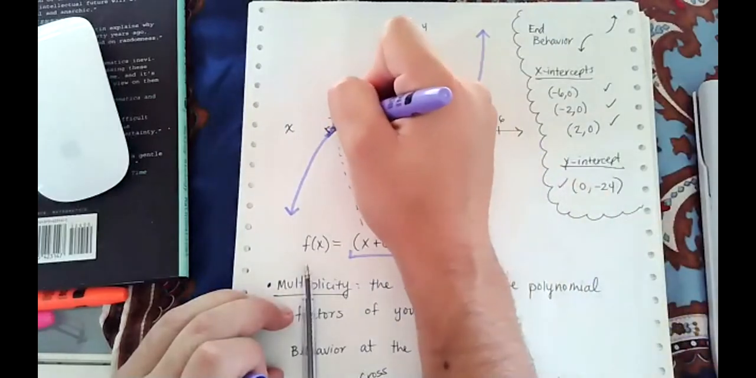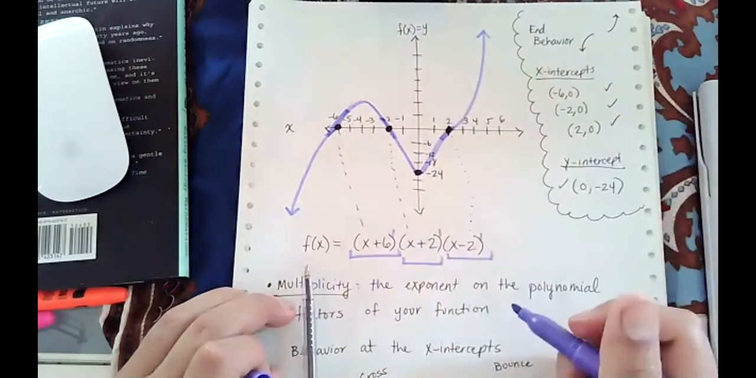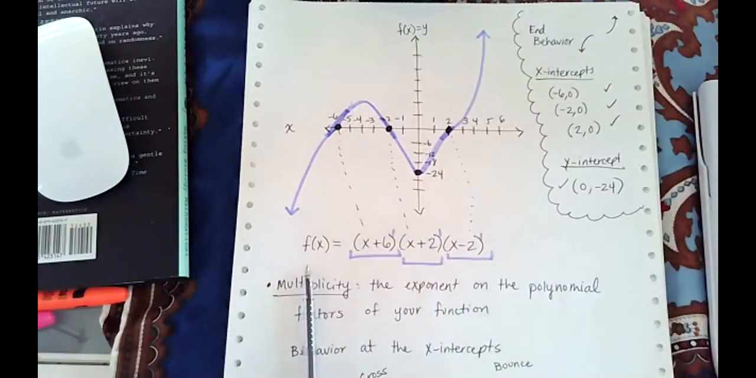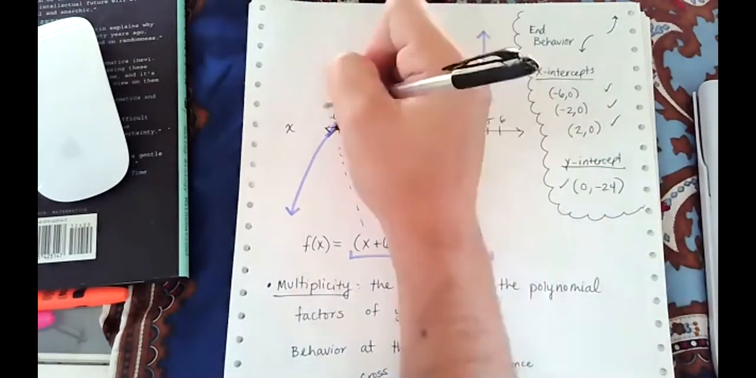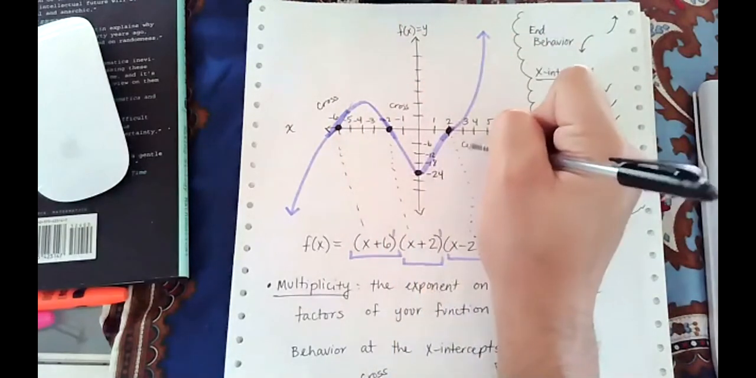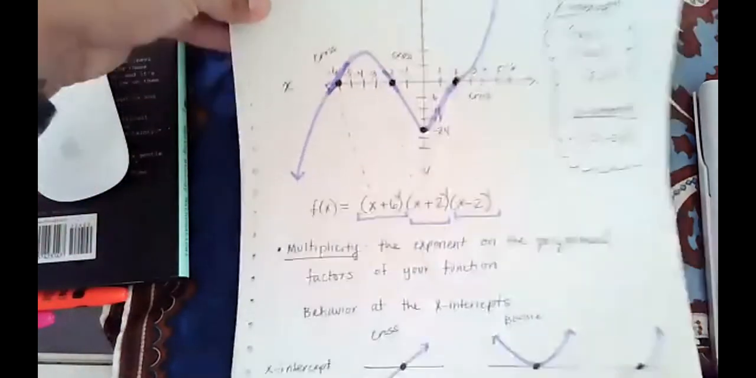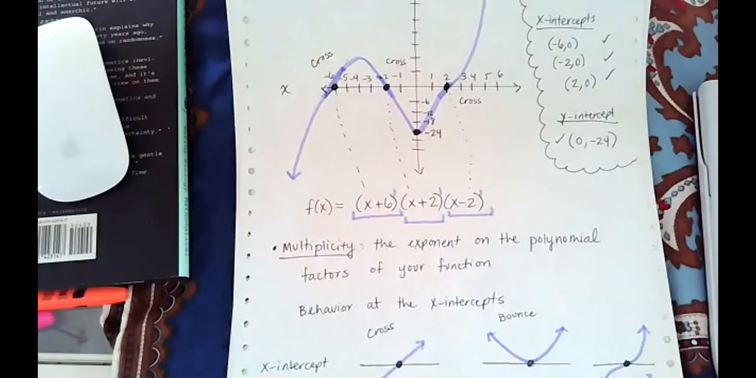So in general, we should be getting some behavior that looks something like this. Not particularly complicated. It sort of still looks like a cubic function. But we're getting that crossing effect here, here, and here, because the multiplicity on each of these factors is 1. And that's a rough sketch of what our function looks like.